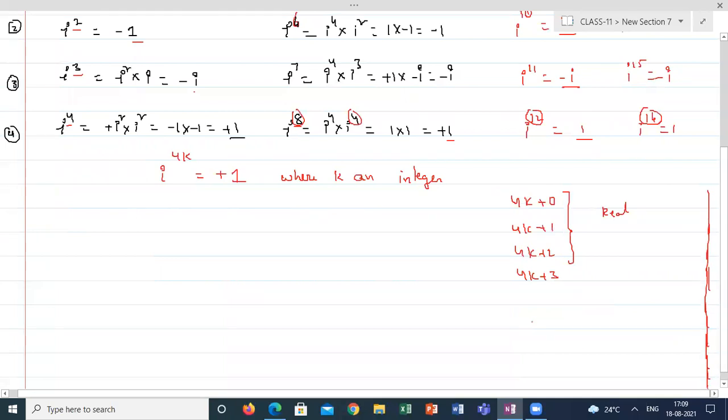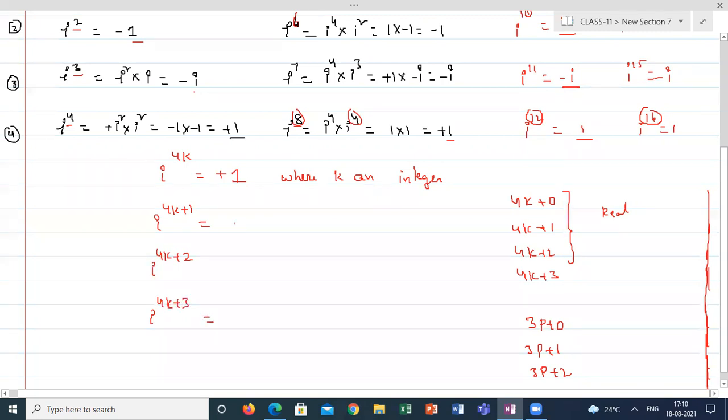Suppose I write any number in terms of 3, this can be written as 3p plus 0, 3p plus 1, 3p plus 2. That's it. I can't write 3p plus 4, because 3p plus 4 is nothing but 3p plus 1 only. Like this, i power 4k plus 1, i power 4k plus 2, i power 4k plus 3.